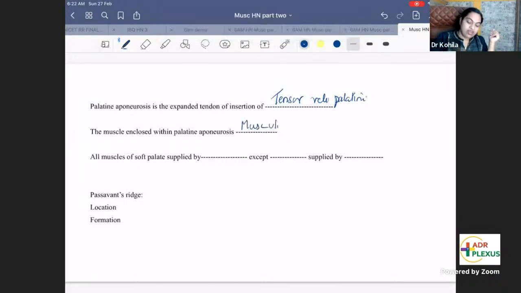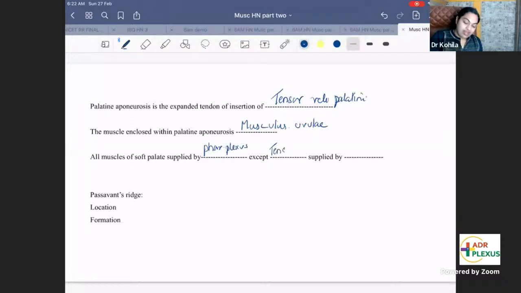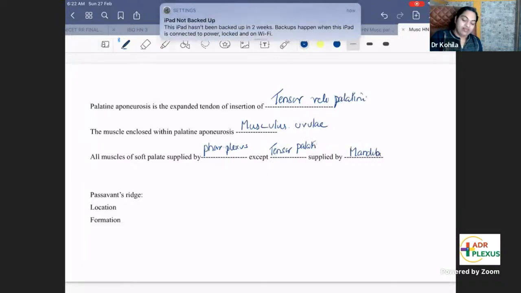Musculus Uvulae. All the muscles of the soft palate are supplied by the pharyngeal plexus, except tensor veli palatini, which is supplied by the mandibular nerve. Am I right? Okay. Now a few words about this pharyngeal plexus.